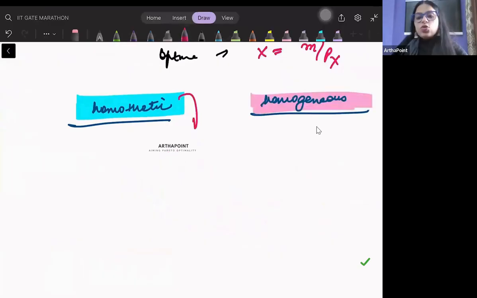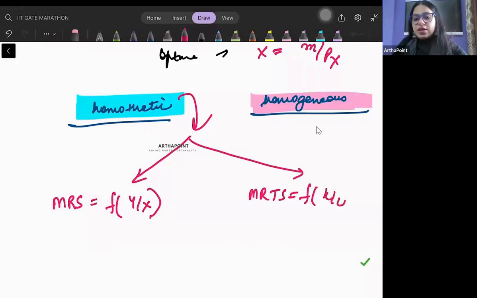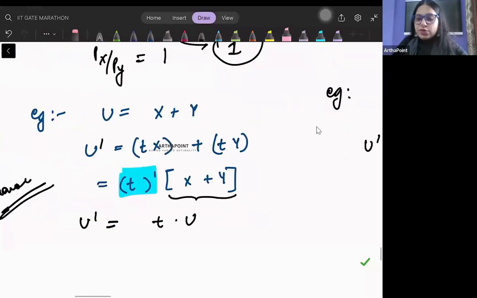Now when I talk about the homothetic function, again, whether it is production or consumption does not matter. If it is a utility function, it says that MRS should be a function of y by x. And if it is a production side function, isoquant, then it says that MRTS should be a function of k by l. So if I am able to bring MRS as a function of y by x, then it is a homothetic function. Again, let me give you an example.